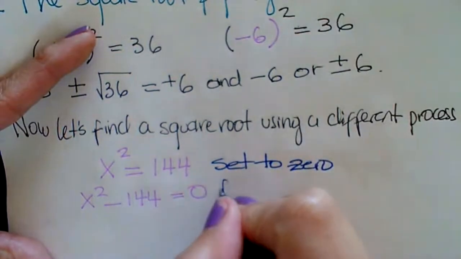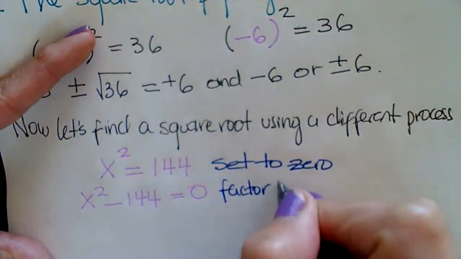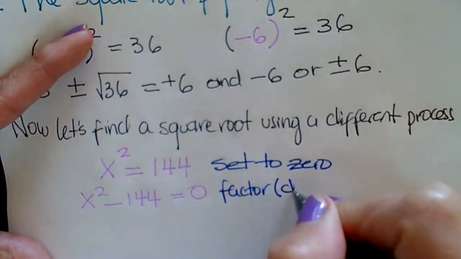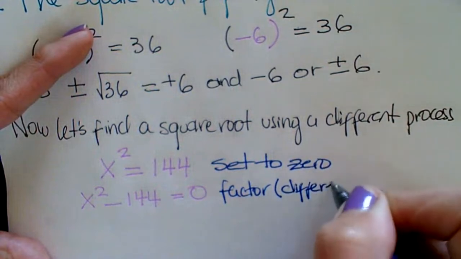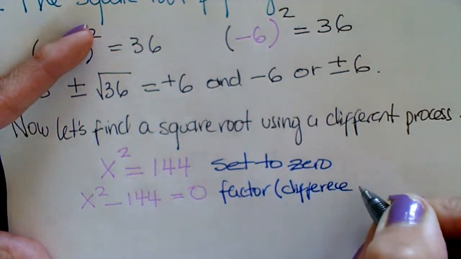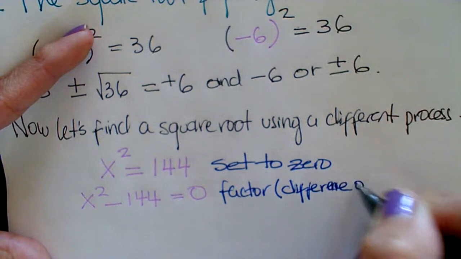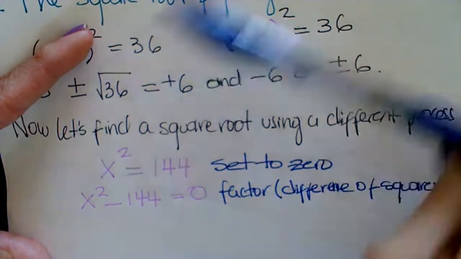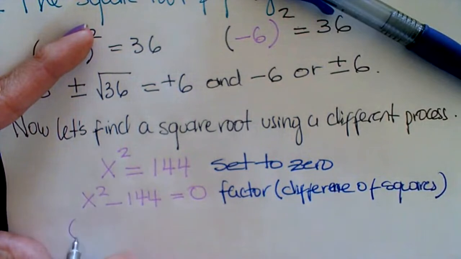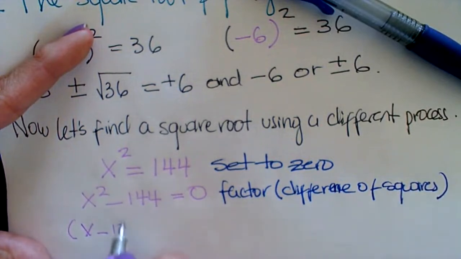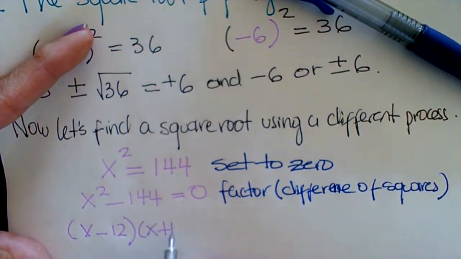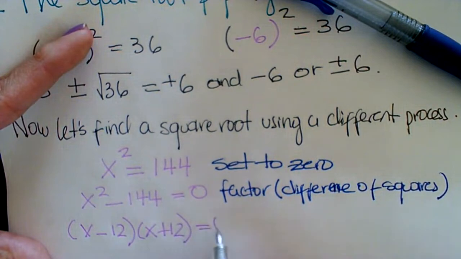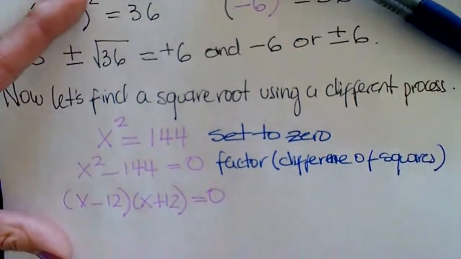Factor. Let's write down here that this is the difference of squares. We're going to do that. It will be x minus 12 and x plus 12, and that will be equal to 0.